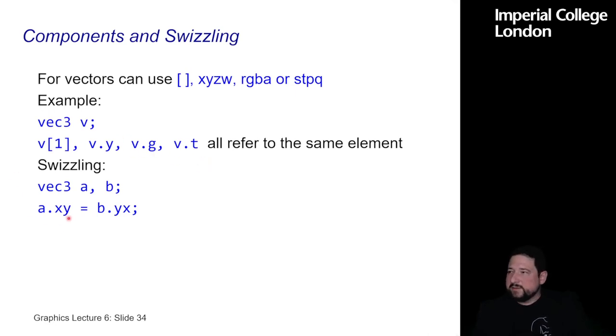And also very efficient operations are possible, like swizzling, where you can swap the order of them and just say, okay, these two are now swapped around, and this is really just a 1 clock cycle memory operation in cache probably. So this more or less comes for free.